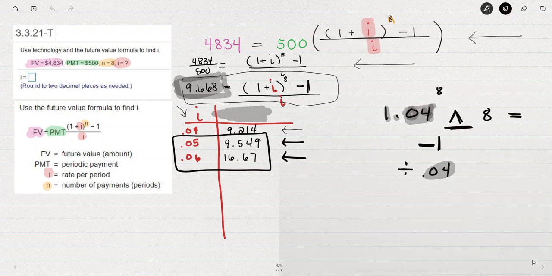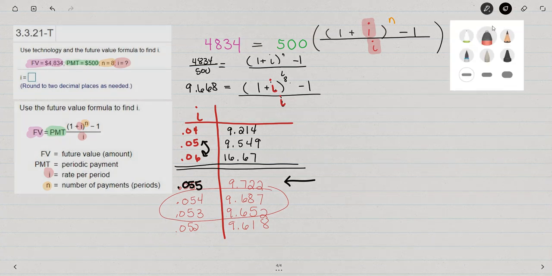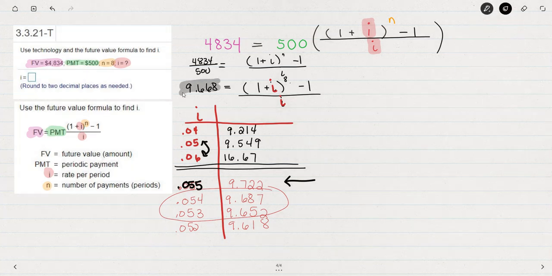So next I'm going to just start trying some additional numbers. You know, you could start with 0.051 and then 0.052 and so on. I jumped to midway between the 5 and the 6 and did 0.055. And notice I'm way off still. 9.722. So I come down a little bit because what am I shooting for? I'm shooting for 9.668. So this 9.722 is too big. Try a 0.054, and I'm getting closer, so I know I'm on the right track.